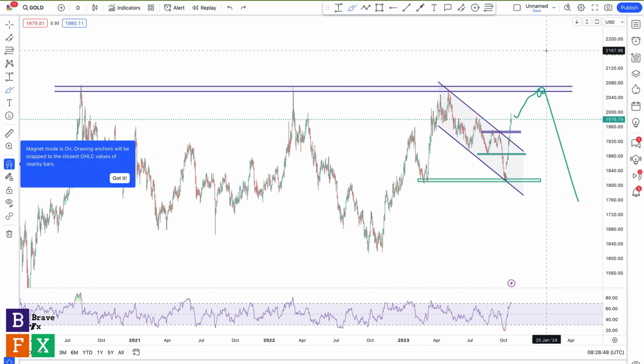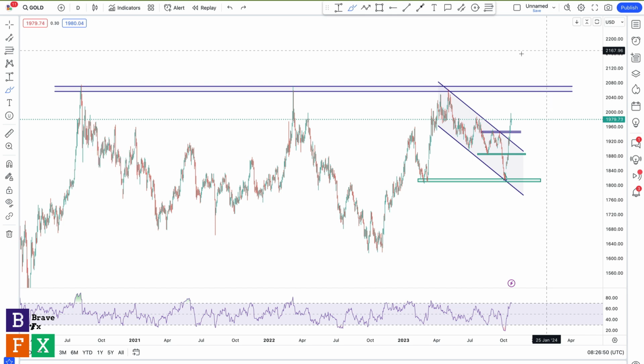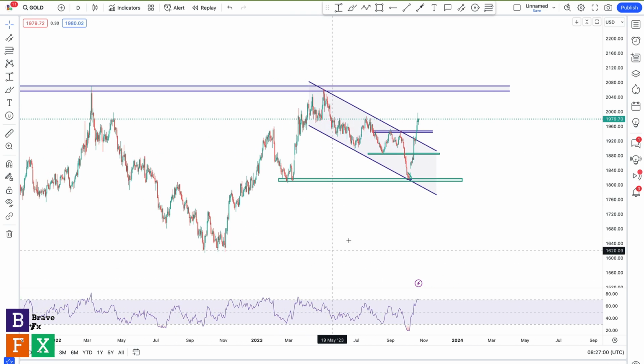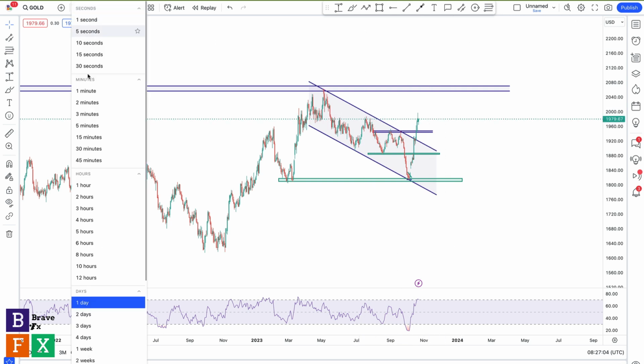So what we do as traders is we do not predict the market, we only react. So we follow price action wherever it leads. So now I'm going to be going to the lower time frame to show you what's going on down here, to see if we can spot good trade opportunities for this week.